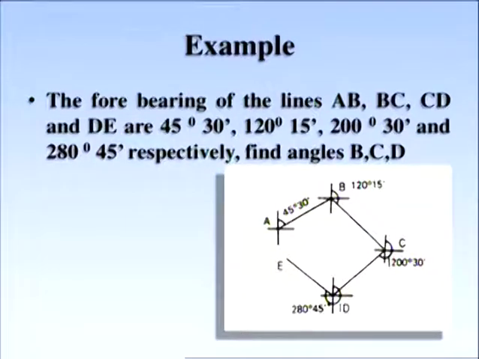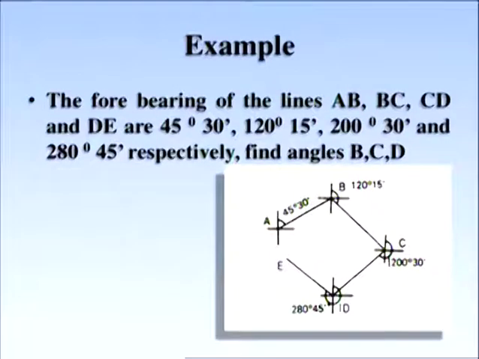Now, using these things, you are able to find the interior angle, because our basic aim is to find the angle between two lines. We are not interested in finding the fore bearing or back bearing, whole circle bearing or reduced bearing. Our basic aim is to find the angle between two lines. But we are using the knowledge of these things to find the interior angle. Generally, for the interior angle, the fore bearing and back bearing are given, or given in the form of a reduced bearing.